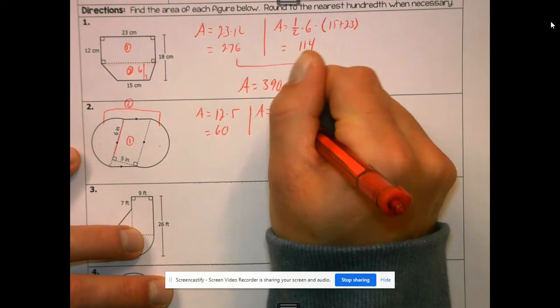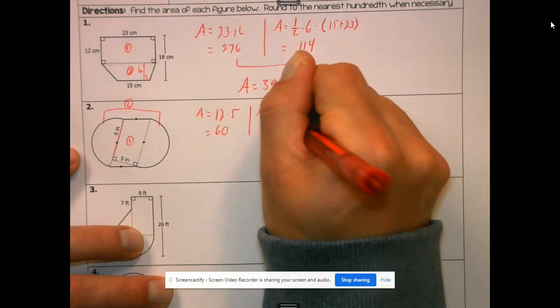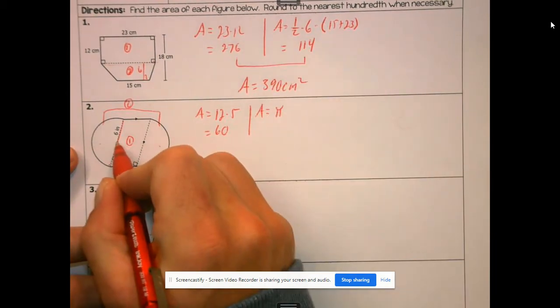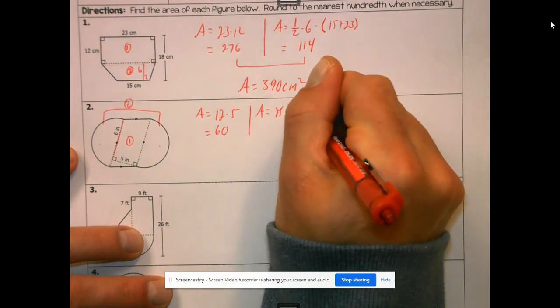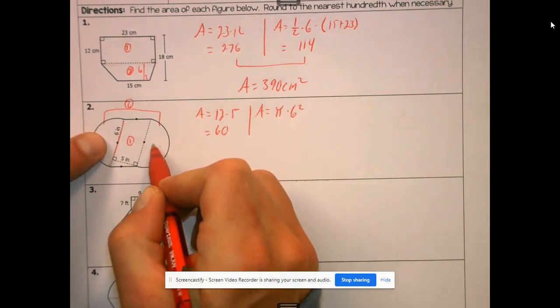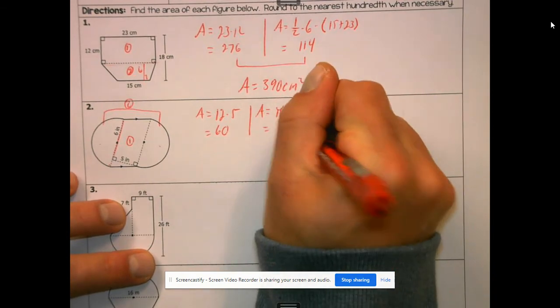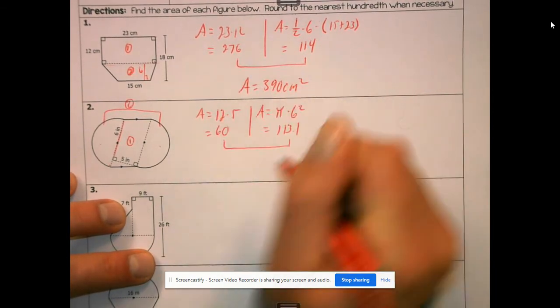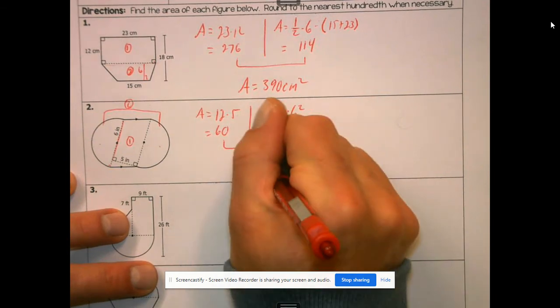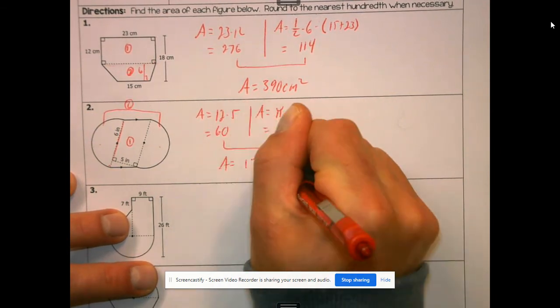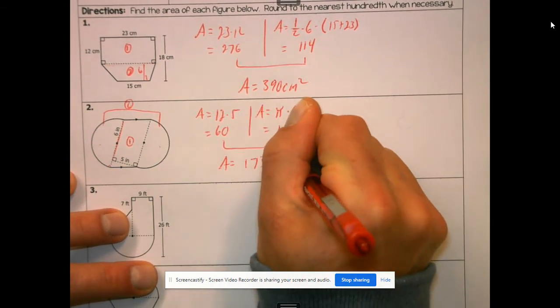Now the full circle. Pi times radius squared. The radius is 6. And remember, it's a full circle. If I combine these two end pieces, it makes a full circle. Type it in, 113.1. The total area of the composite figure comes out to be 173.1 square inches.